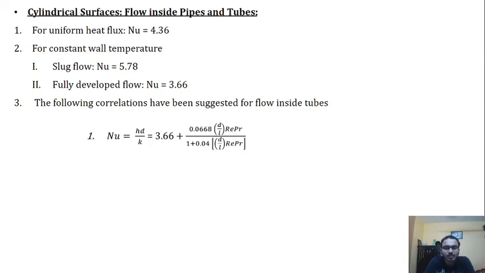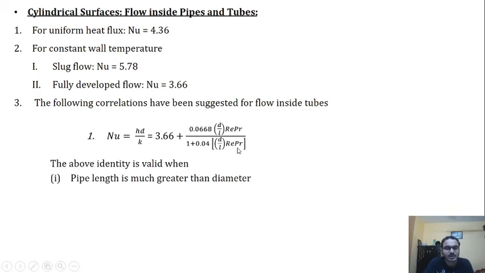These are only empirical correlations that will be either given to you in examination, or you can use the heat transfer data books. That's why we are not going into detail. You can only see that Nu is in this case hD by k instead of hL by k. The length is replaced with diameter, and the formula is given with this.